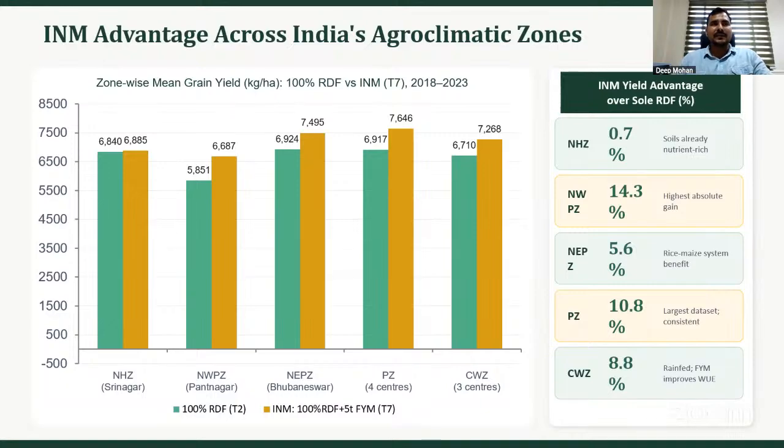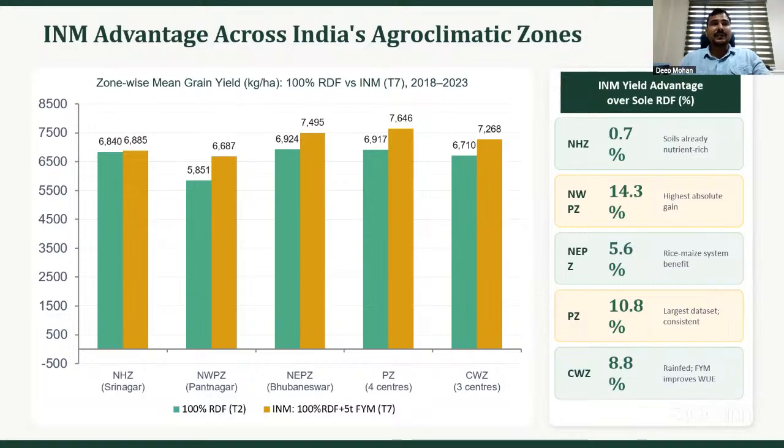Chemical fertilizer alone is already near optimal in those soils. In northwestern plain zones, Pantnagar, about 14.3% advantage, highest in the whole AICRP network. Why? Because these soils are intensively cultivated. Rice, wheat, then maize. So organic matter is already depleted over the decades. FYM makes a big difference there.